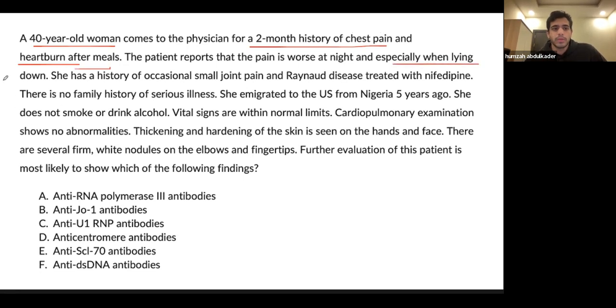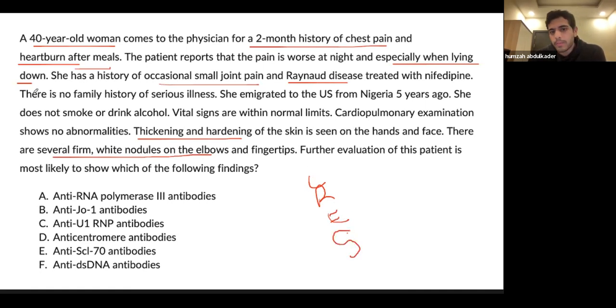And then they say here, it's especially bad when lying down, okay? They say she has small joint pain and she has Raynaud's disease, right? She also says that she has thickening and hardening in the skin and several firm white nodules. Okay. Now, I noticed in the chat that some people are saying systemic sclerosis, some people are saying limited sclerosis. Now, here we have calcinosis, right? We have Raynaud's, we have esophageal dysmotility, right? Now, we have the sclerosis, right? Now, they don't mention the telangiectasias, but this is basically telling you this is CREST disease. And which one of these antibodies is associated with CREST disease?